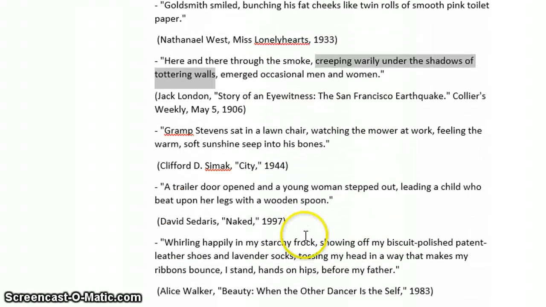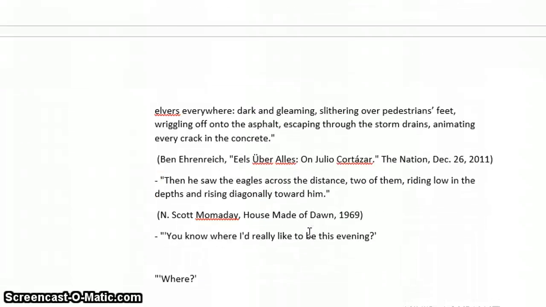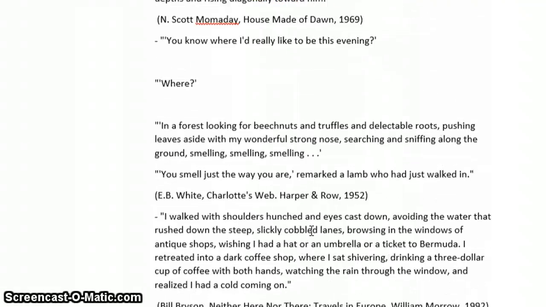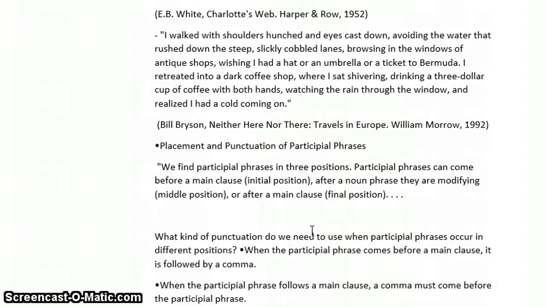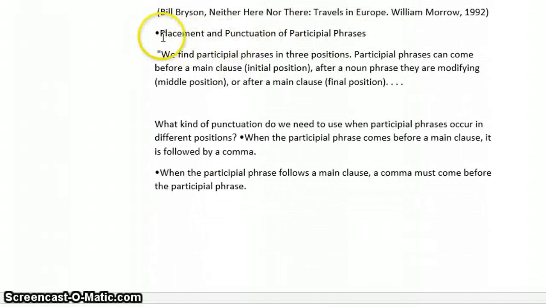Let's go ahead and scroll down. I think that's mostly sufficient for talking about participial phrases. Other than this, let's talk about placement and punctuation. We find participial phrases in three positions.